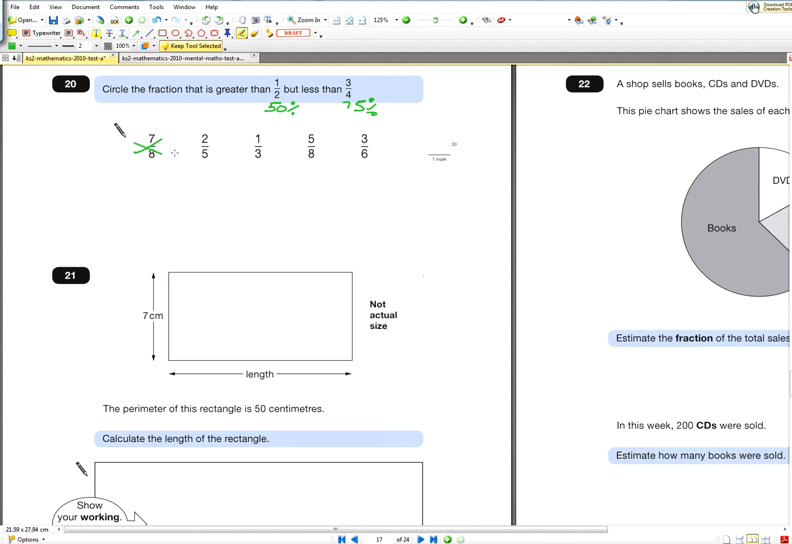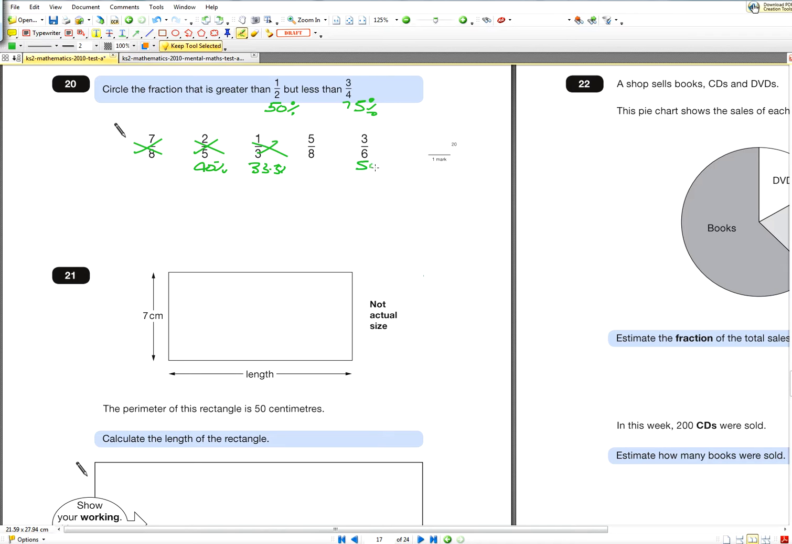That's too big. 2/5, well, 1/5 is 20%, so 2/5 is? 40%. So that one is actually too small. 1/3 is 100 divided by 3, which gives you 33.3%. You should know these values, and that's too small.